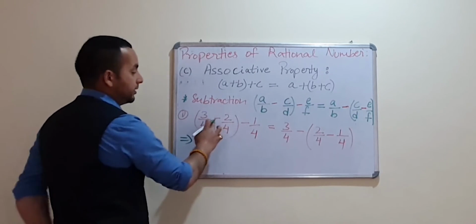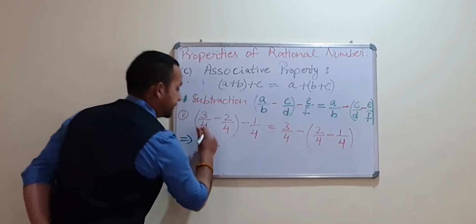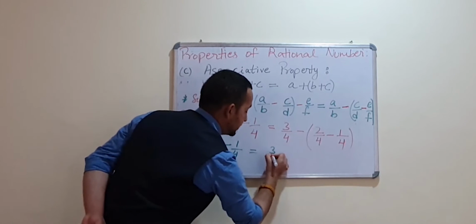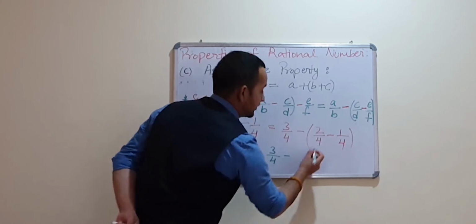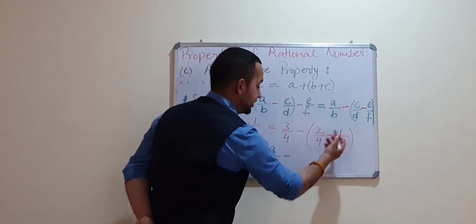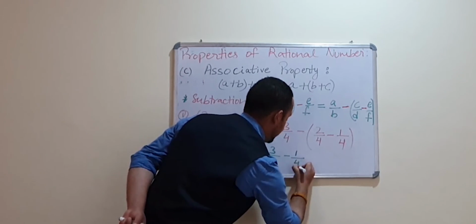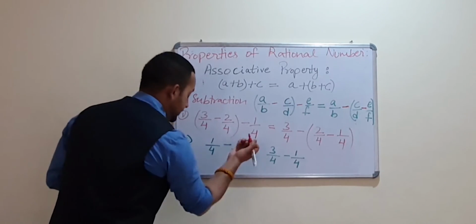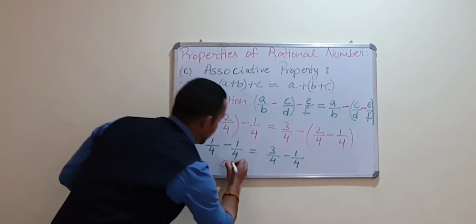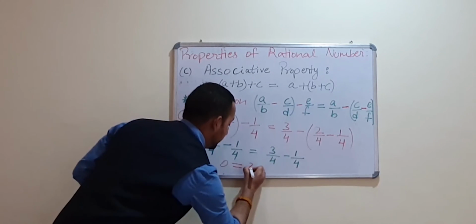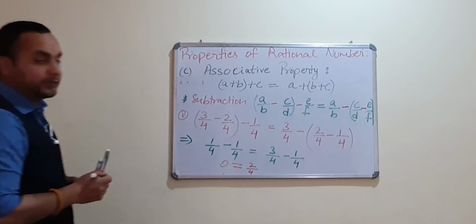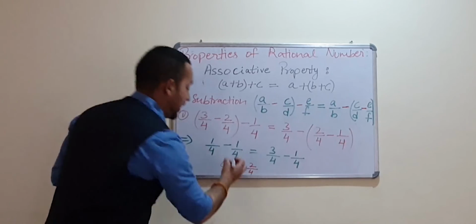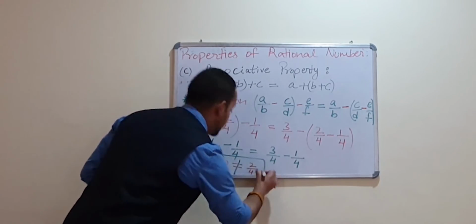So 3 minus 2 is 1, so 1/4 minus 1/4 is equal to 3/4 minus the bracket. Here 1 minus 1 is 0, which means 1/4 minus 1/4 is 0, and here it is 2/4, which means left hand side and right hand side are totally different, which means associative property is not applicable for subtraction.